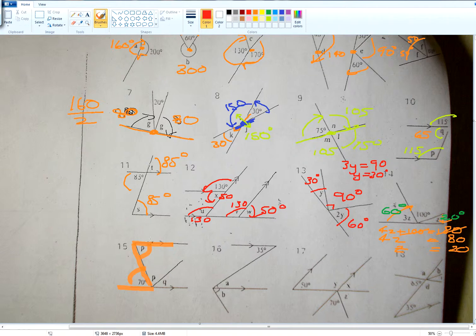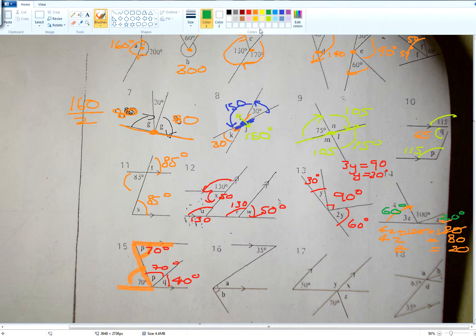Well done, Mr. Ali. Let's try that again. Now, if P is 70 there, then this has to also be 70 because it's labeled as P. Okay, 70 and 70 is 140. So the remaining angle has to be 40.